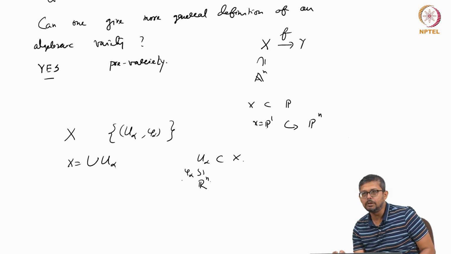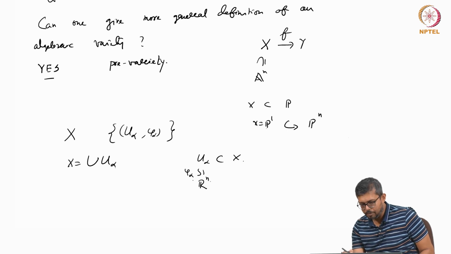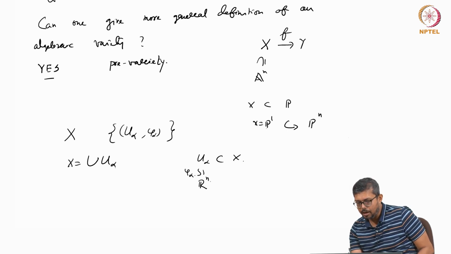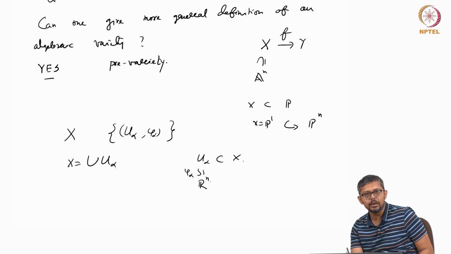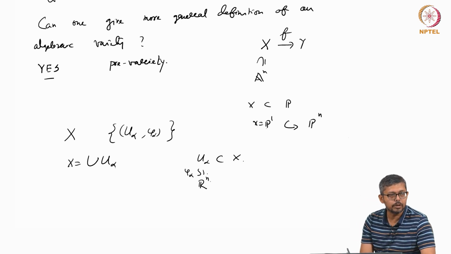Now if it is a topological manifold, then the phi alphas are homeomorphisms. If it is a differentiable manifold, then these phi alphas are C infinity differentiable. And if it is a holomorphic manifold, then these phi alphas are biholomorphisms, right? Inverse, yes. Bi means both ways.